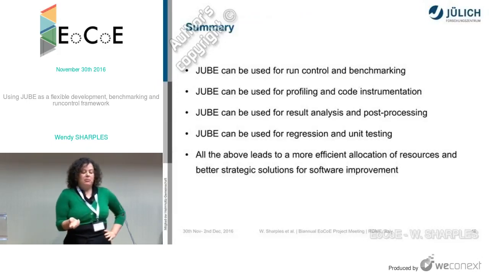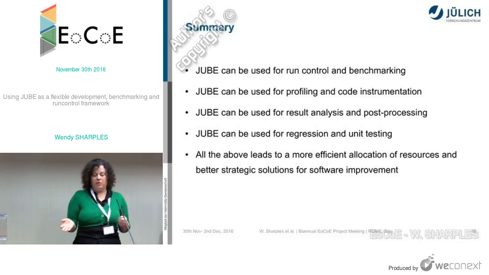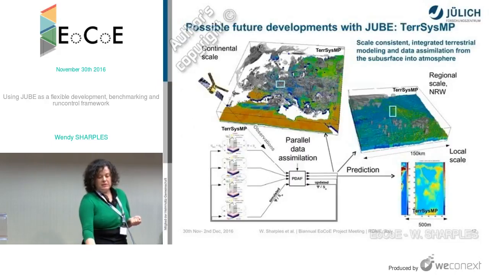So in summary, JUBE can be used for run control and benchmarking and profiling and code instrumentation. It can also be used for result analysis and post-processing. And we're planning to use JUBE as a test harness for regression and unit testing, possibly with continuous integration. And all the above leads to a more efficient allocation of resources and better strategic solutions for software improvement, because it's very easy now to run benchmarks and see where the bottlenecks are with different profiling tools. So what's planned for the future?